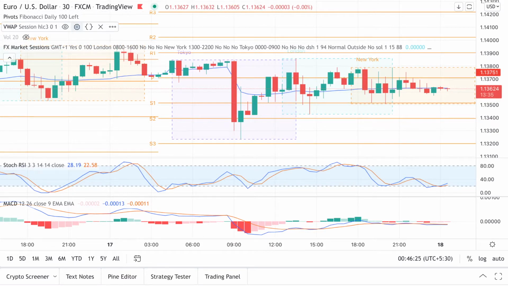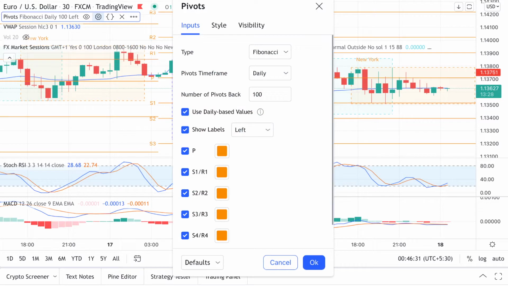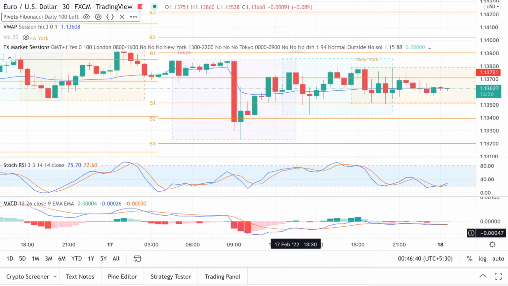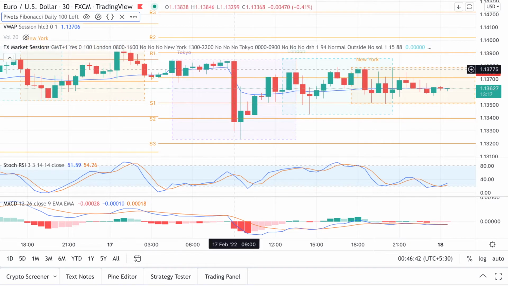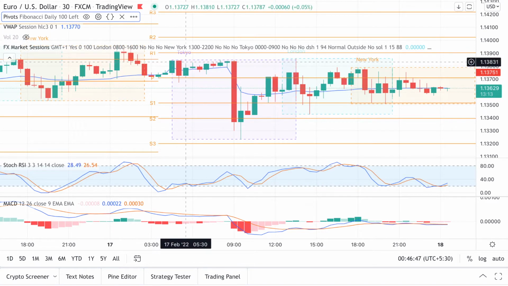If you want to check the settings, they are mostly default settings. For pivots I'm using the Fibonacci type, and the time frame is daily. If you want to check any other setting, you can just check it here. Other than that you can use volume, but I mostly don't use it.